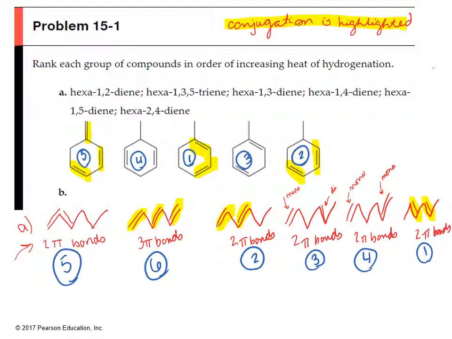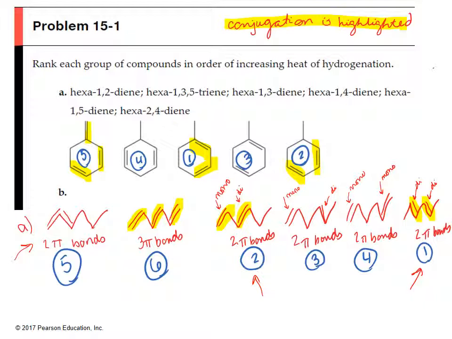Which brings us to the remaining ones. These are the remaining 2 that we need to talk about. They both have 2 pi bonds, and the 2 pi bonds are conjugated. It's double bond, single bond, double bond. So then what we need to look at is substitution. This double bond is mono-substituted. This one is di-substituted. This one is di. This one is di. It has 2 groups coming off of the double bond.